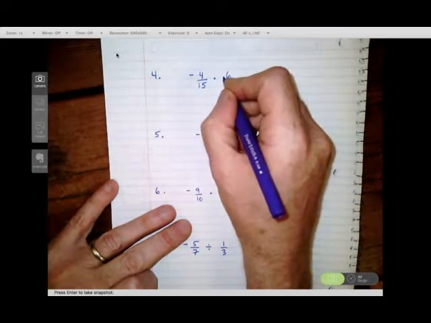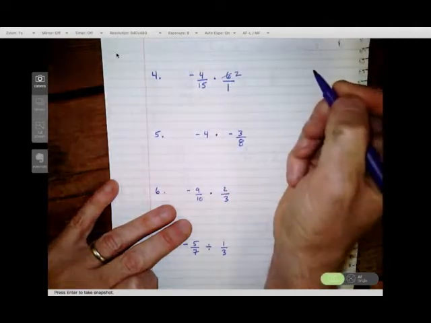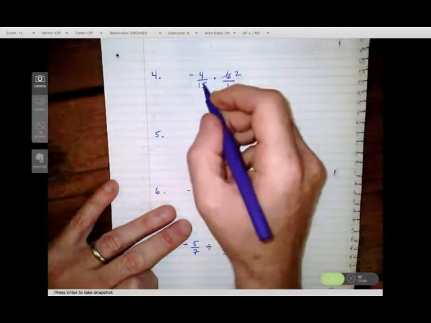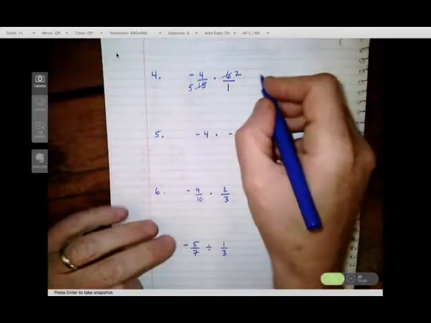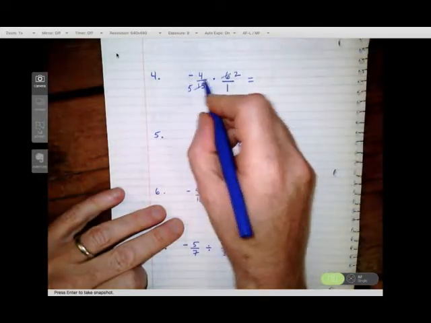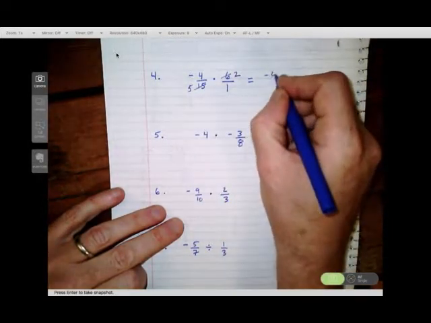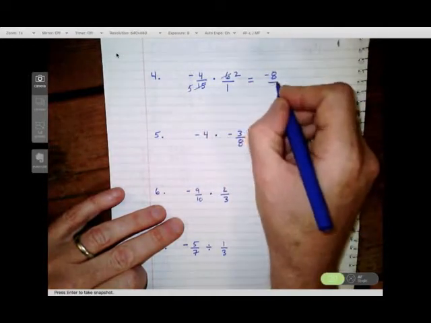So I'm going to cross out the 6 and make it a 2 because 3 goes into there twice. And 3 goes into 15 5 times. So I'll make that a 5. So to me, it's much easier reducing it in the beginning like this than to wait till the end. So negative 4 times positive 2 is negative 8. 5 times 1 is 5.